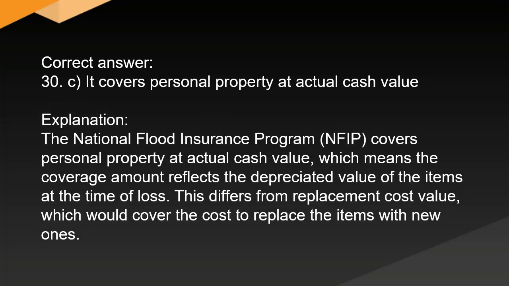Correct answer: C. It covers personal property at actual cash value. Explanation: The National Flood Insurance Program, NFIP, covers personal property at actual cash value, which means the coverage amount reflects the depreciated value of the items at the time of loss. This differs from replacement cost value, which would cover the cost to replace the items with new ones.